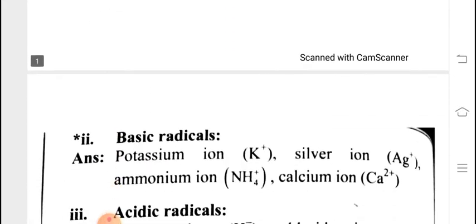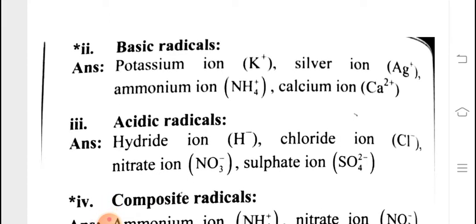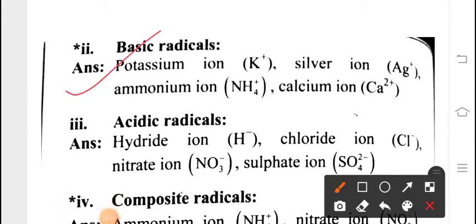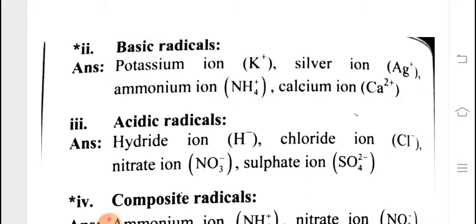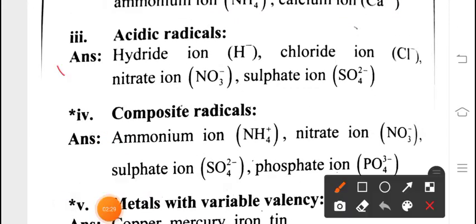Okay. Next question, same. We have to write basic radicals, as we discussed in your lecture part, which are basic radicals and which are acidic radicals. So please go ahead with your theory part. Basic radicals: potassium ion K plus, silver ion Ag plus, ammonium ion NH4 plus, and calcium ion Ca2 plus. Next is acidic radicals: hydride ion H minus, chloride ion Cl minus, nitrate ion NO3 minus, sulfate ion SO4 2 minus.